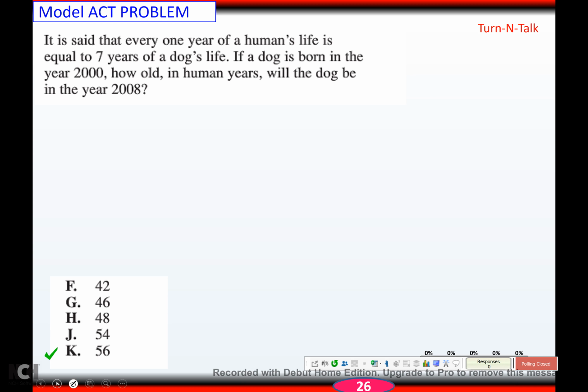And it says, it is said that every 1 year of a human's life is equal to 7 years of a dog's life. If a dog is born in the year 2000, how old in human years will the dog be in the year 2008? Well, from 2000 to 2008, that's 8 years in human life. For every year of human life, it's equal to 7 years in dog life, so multiply that by 7, and that gives you 56 dog years.